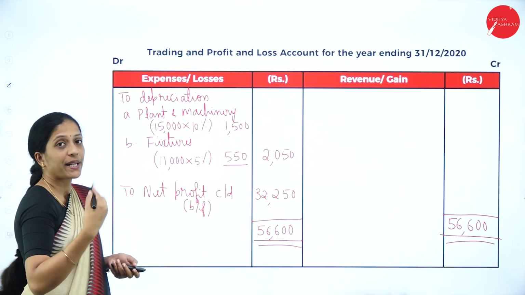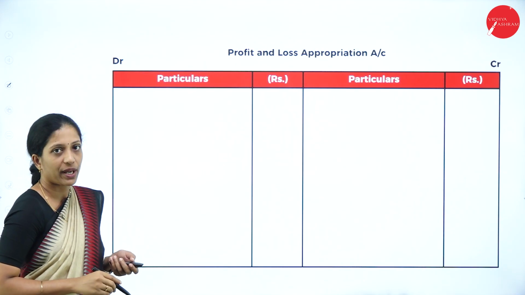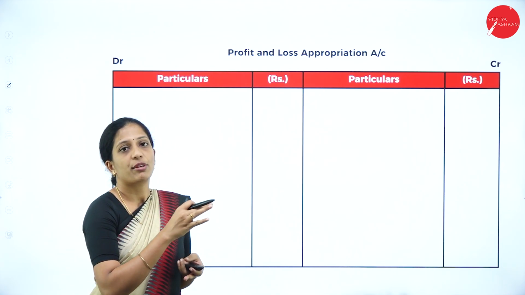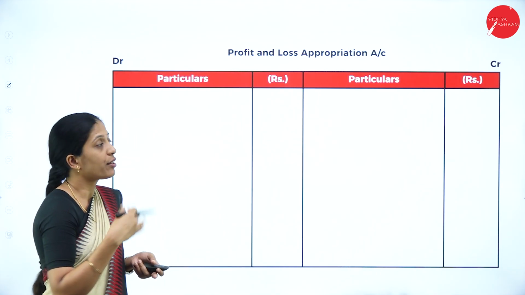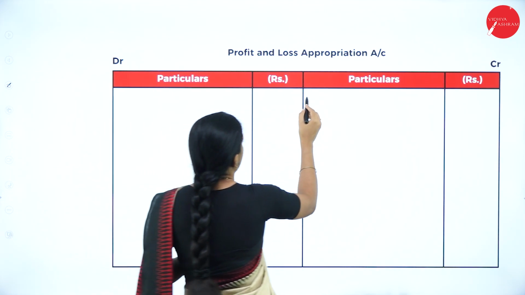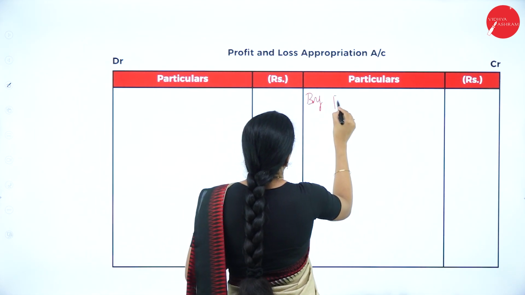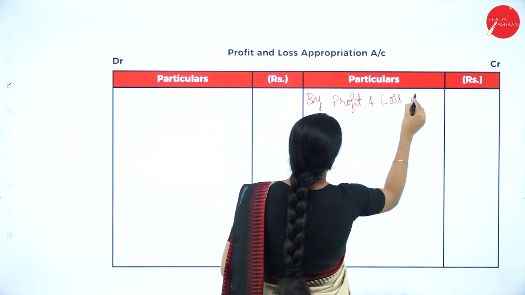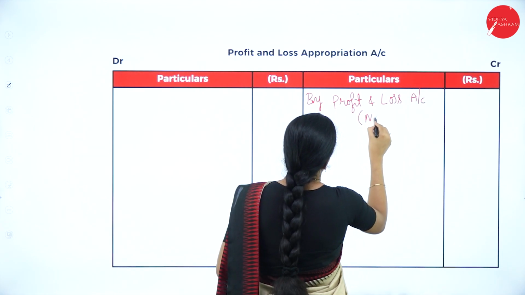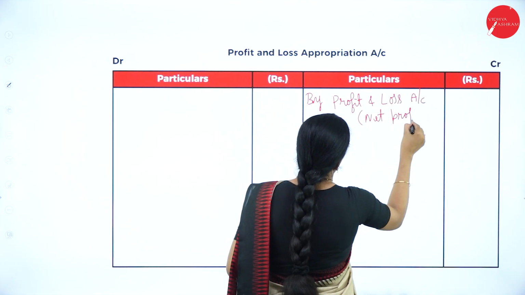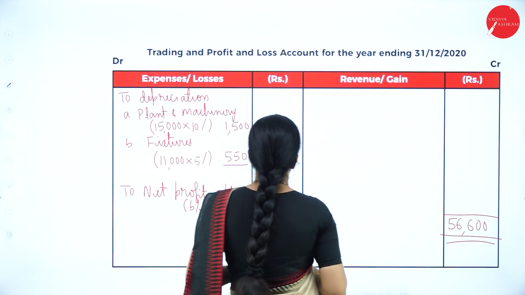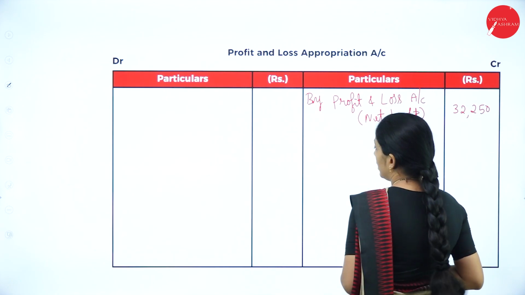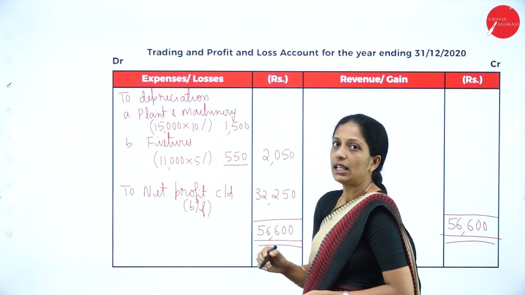This profit has to be carried to your profit and loss appropriation account. The format of the profit and loss appropriation account is simple. You have particulars and amount, and what you have to record first is the net profit. So how do you take it? By profit and loss account, in brackets net profit. What was the net profit? 32,250. 32,250 is the net profit, which you have got as the balancing figure here.